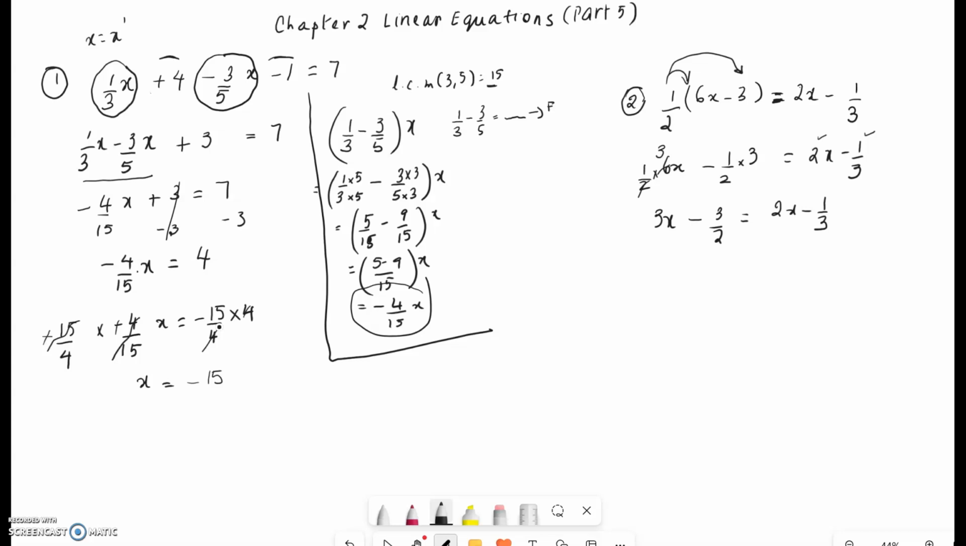Now combine all the x's, which means I want to collect all the x's on one side, and I'm going to collect them on the left. So I'm going to get rid of the x's on the right hand side, and the only way I can do that is by subtracting a 2x. So I subtract 2x on both sides. 3x minus 2x on the left equals x, minus 3/2 equals negative 1/3, because this becomes a 0.